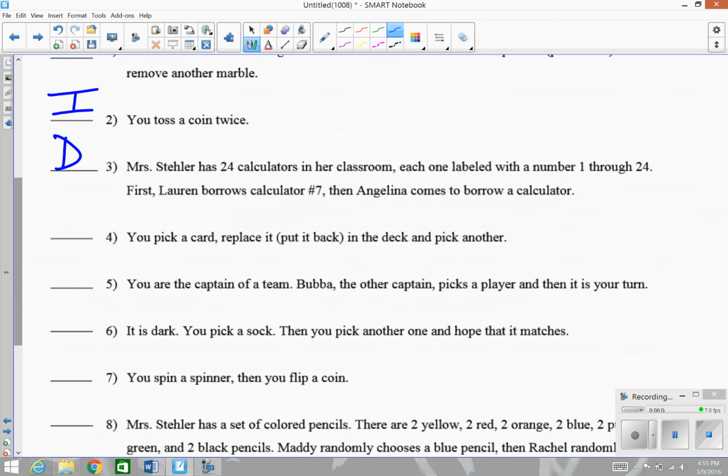You pick a card, replace it, you put it back in the deck, and then you pick another. Did your total change? No. You put it back, so we call that independent.